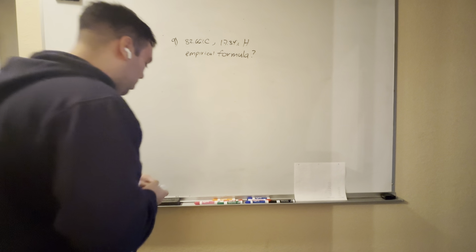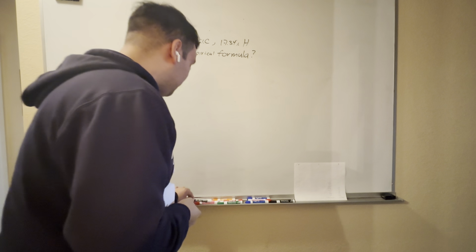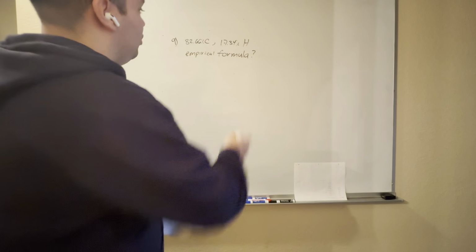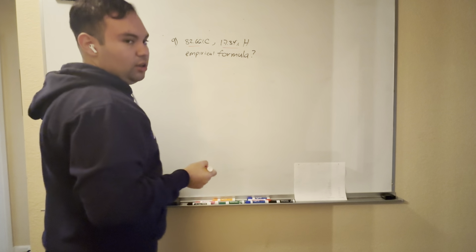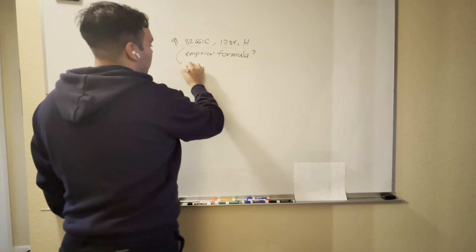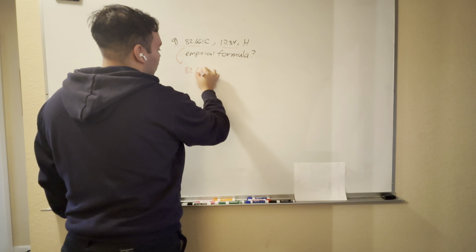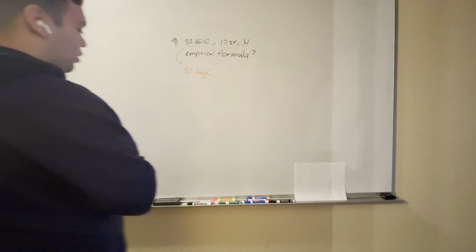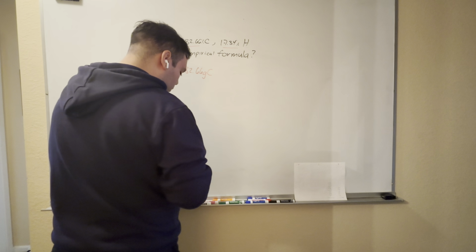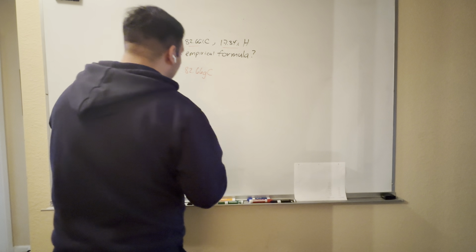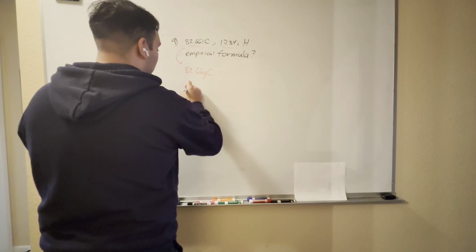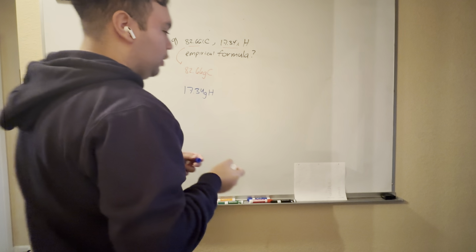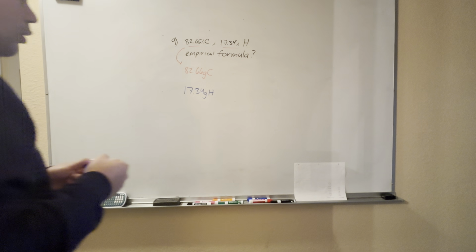So now, because these two add up to be 100%, we can just straight up write down these numbers as grams of carbon, and then grams of hydrogen here. So 17.34 grams of hydrogen. Okay, so there's my two little numbers.